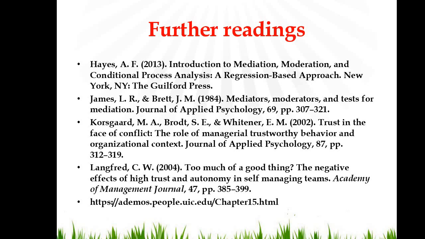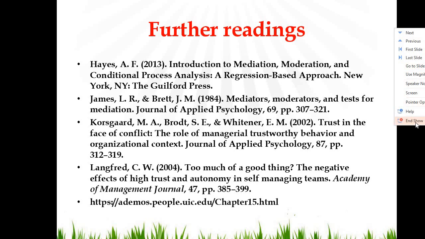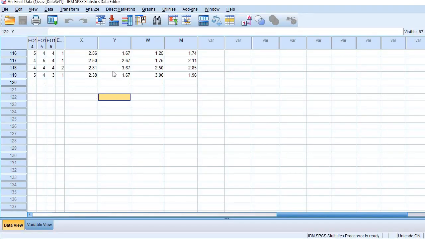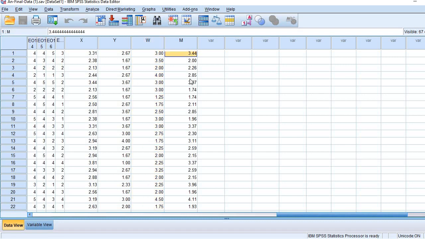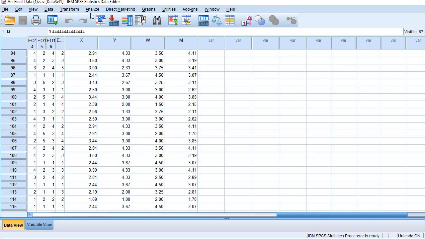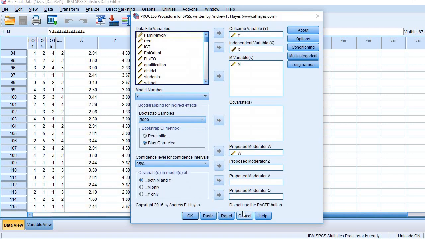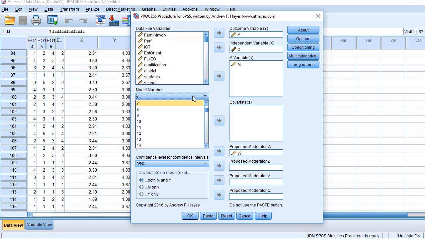Now let's try to do it in SPSS. So this is SPSS. You see here we have four variables x, y, w, and m. Go to Analyze, then Regression. Here is the PROCESS by Andrew Hayes. Here you first select the model number. These are all model numbers, 76 models are there. So let's pick model number 7.